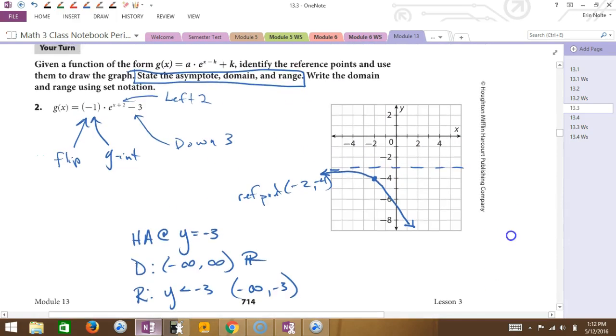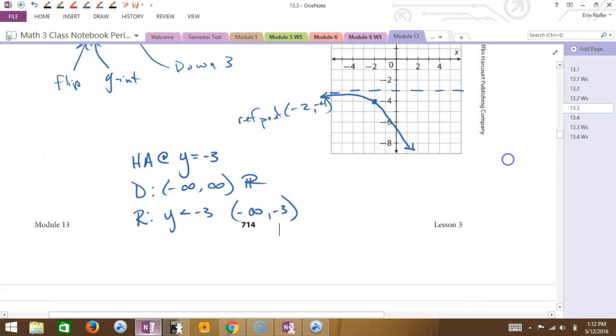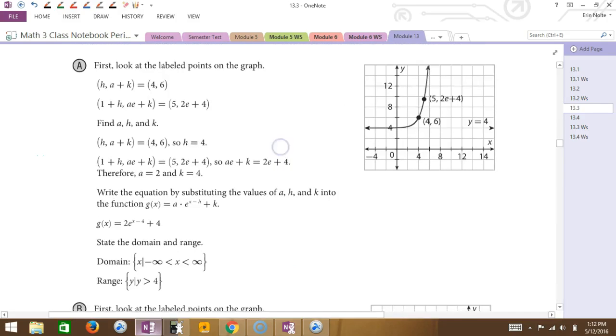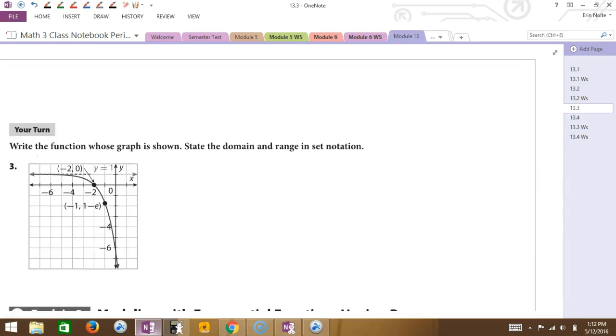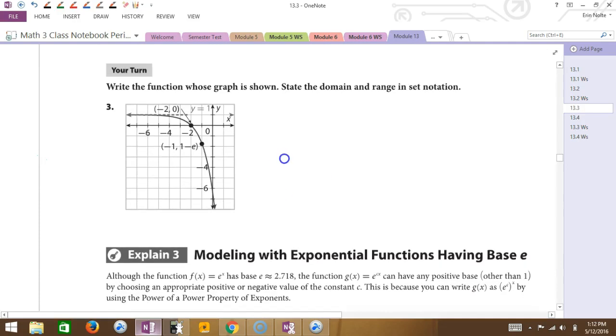So pretty easy, right? This is not really new information other than the e part. The graphing is still the same. They also do the same as in the last section, where here is a graph of the function, and you come up with the equation for it.